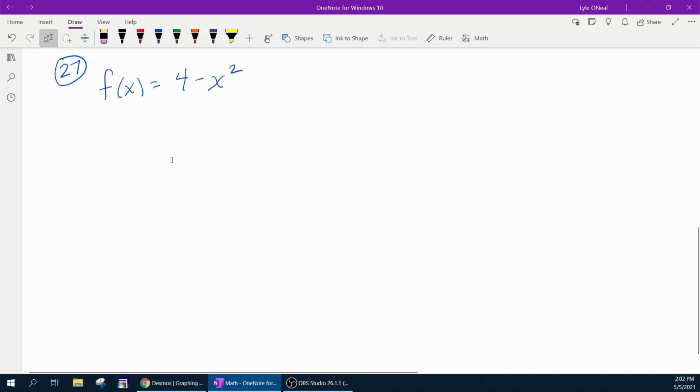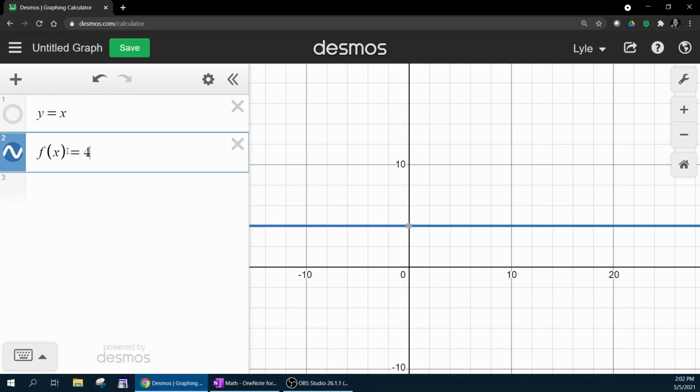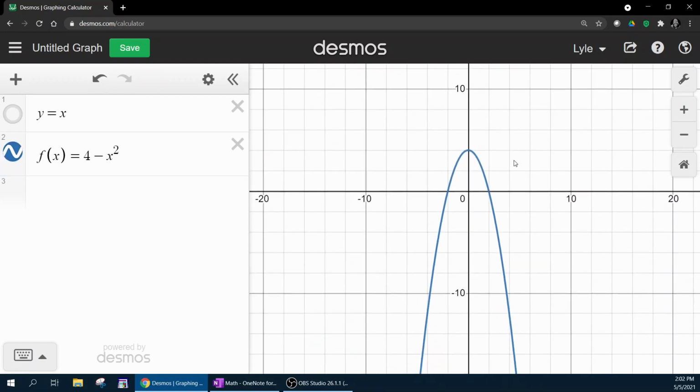Okay, so what we're going to do then to examine this function to see if it is one-to-one is we're going to go to Desmos. Here I've got my line of symmetry turned off for the moment because I'm not really testing for symmetry. What I want to do is input the function f of x equals 4 minus x squared, and look at what that graph looks like.